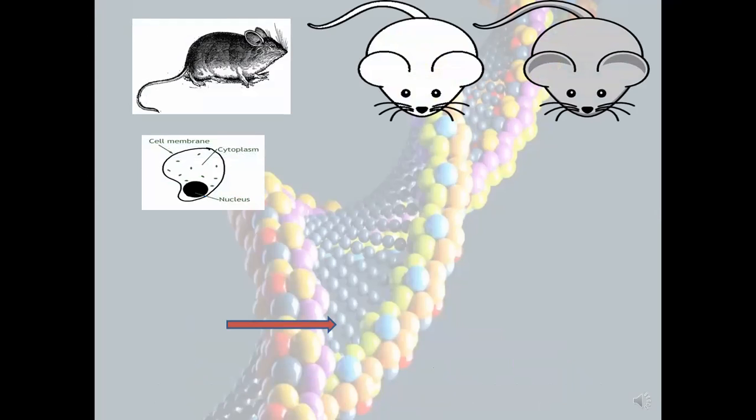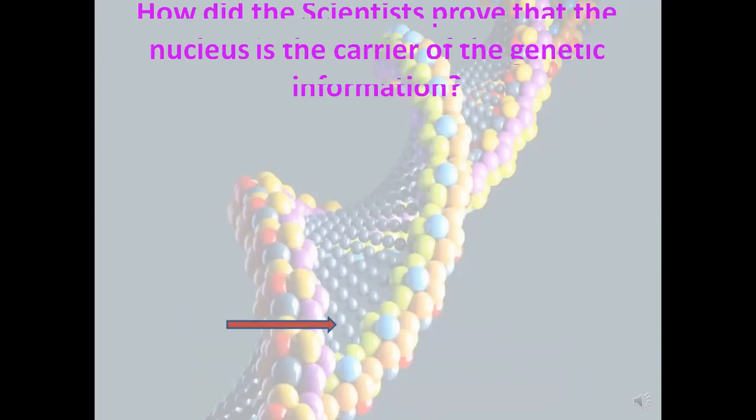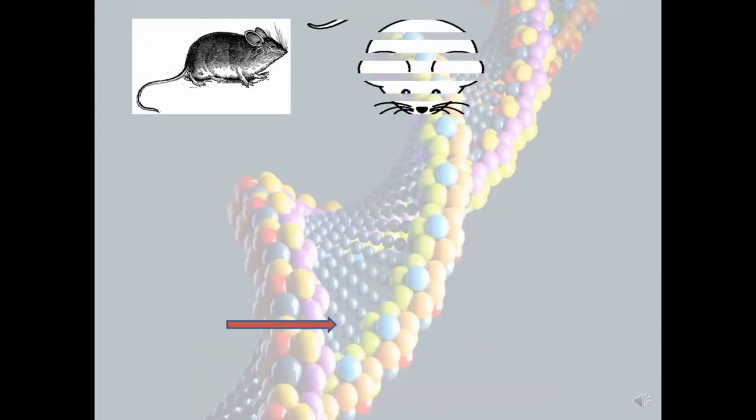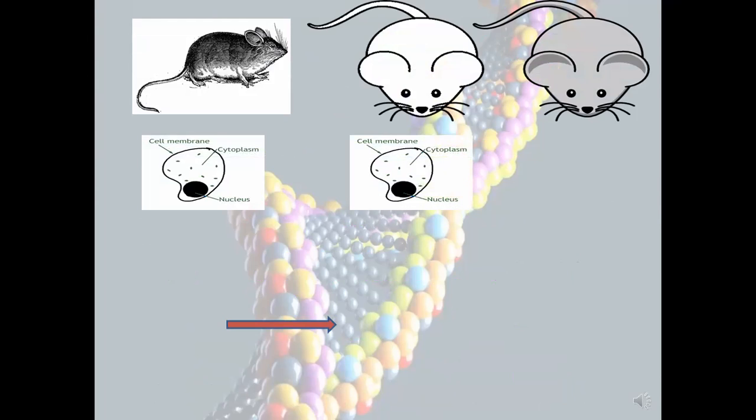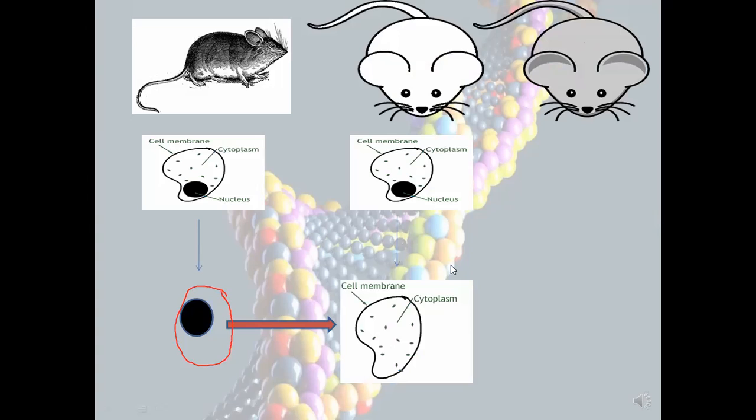They got three mice, a black one, a white one, and a gray one. What did they do? They got a cell from the black, a cell from the white, and then they extracted the nucleus from the black. So this nucleus is from the black mouse. And then what did they do? They injected the nucleus into the cell of the white.